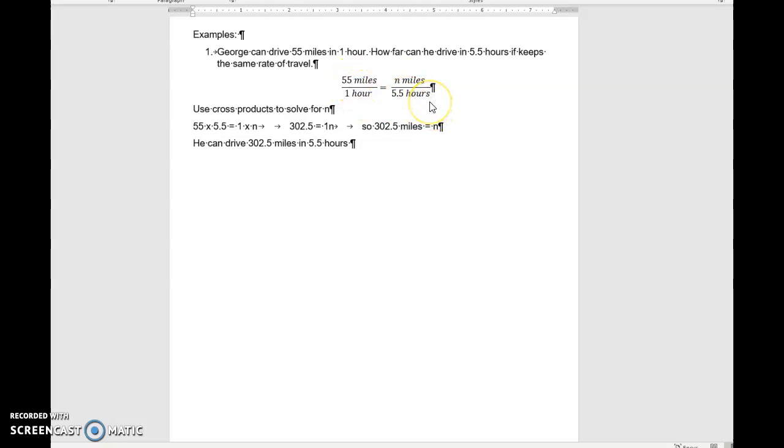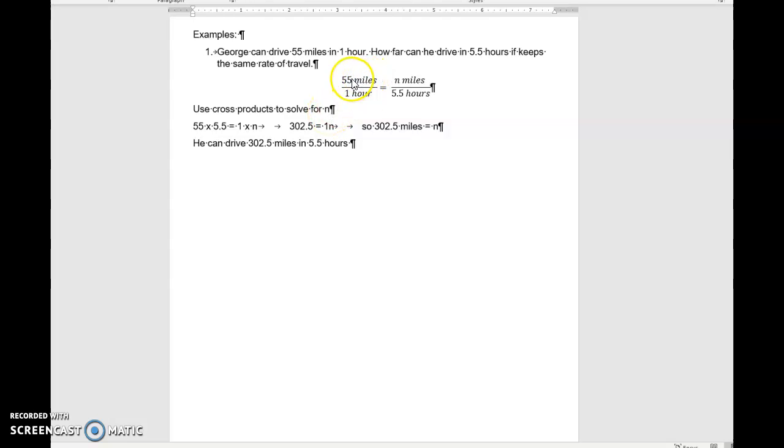This looks exactly like a fraction, except it's got units of measure. You will notice that when I set up my proportion, I made sure that the same unit of measure is on top on both sides, and the same unit of measure is on the bottom on both sides. You have to set up every proportion like this. Same unit of measure on top, same unit of measure on the bottom, or when you do the cross products to solve for the missing number, n, it will not work.